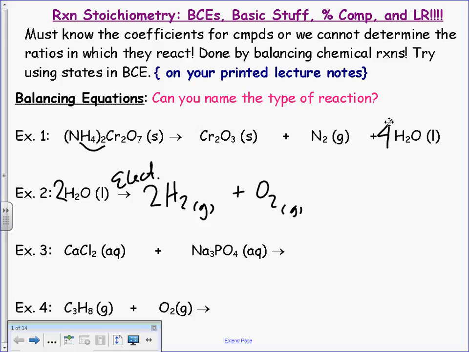Next one, what kind of reaction is this? Single replacement. Double replacement. So an ionic compound and an ionic compound, they are just going to switch partners. What are the new products? Calcium phosphate, and that looks like a 4. Here we go. And sodium chloride. Balanced.